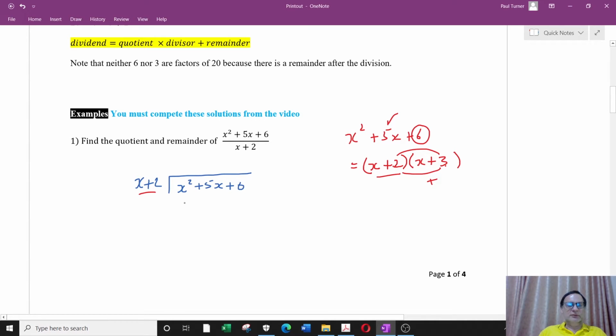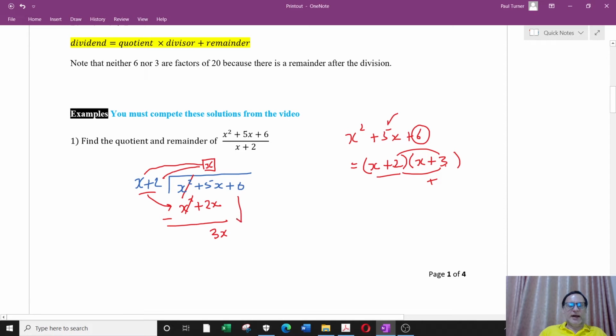Now what we need to do here, we need to create x squared here. So what number multiplied by x will give x squared? So what times x is x squared? That must be x, of course. X times x is x squared. What is x times 2? 2 times x is 2x, so we write it down here. And as we do with division, next we subtract, as we saw on the first example. So x squared minus x squared is gone, good. 5x minus 2x is 3x.